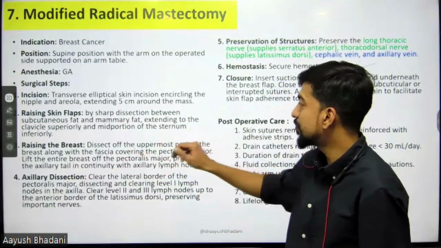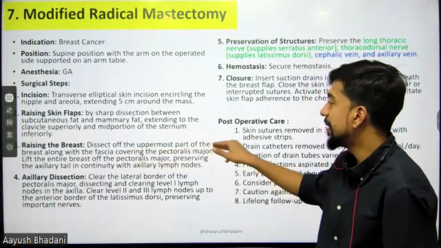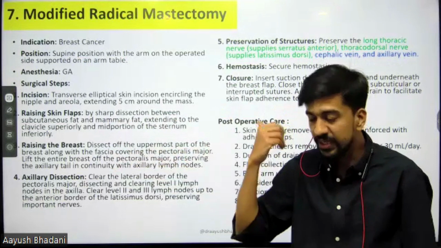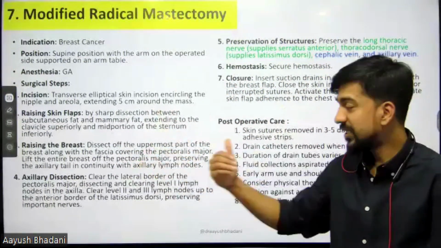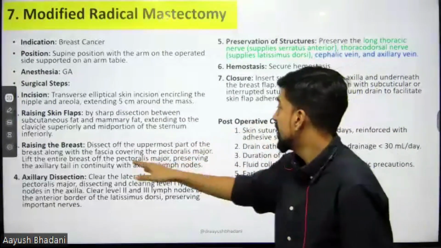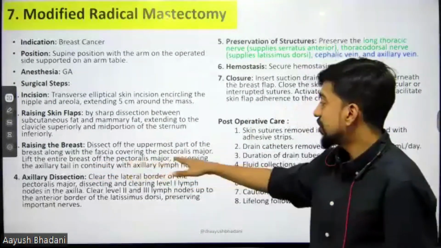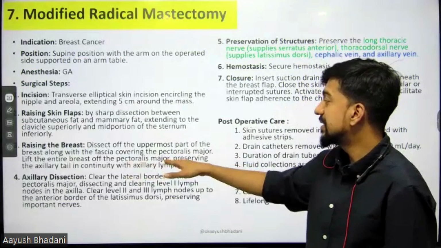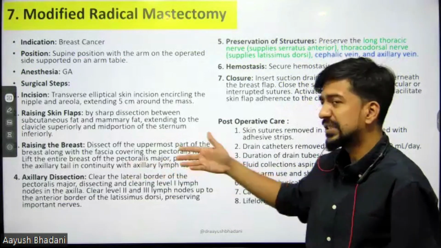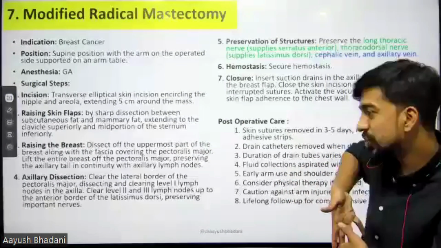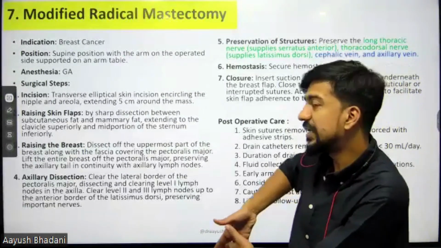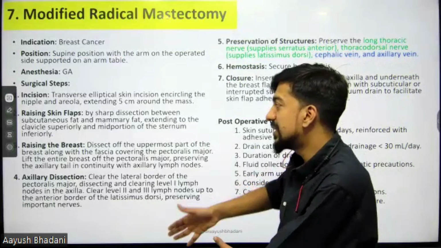Dissect off the uppermost part of the breast along the fascia covering the pectoralis major. Is this what we read? That we need to raise the entire breast with the pectoralis fascia and the pectoralis major fascia. Lift the entire breast off the pectoralis major, preserving the axillary tail in continuity with the axillary lymph nodes. Same thing. When we lift the breast, we make sure that it is continuous with the axillary tail so that we can do the axillary lymph node dissection.